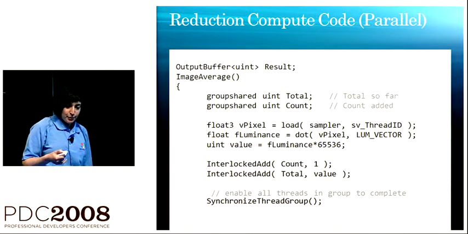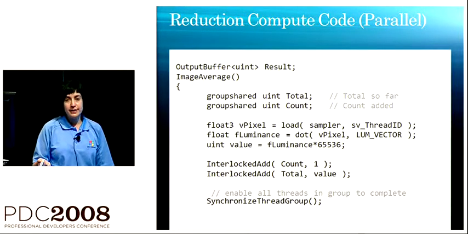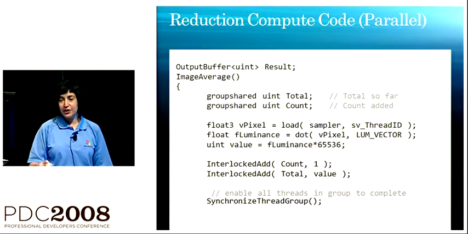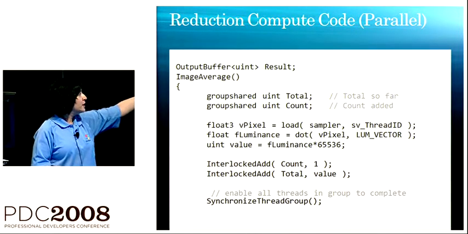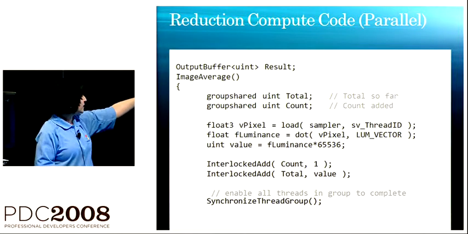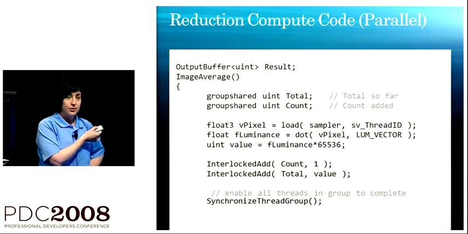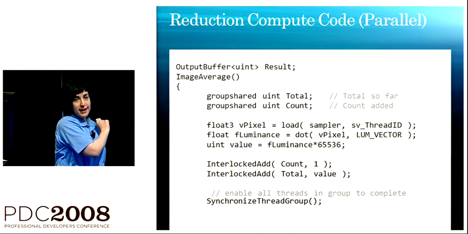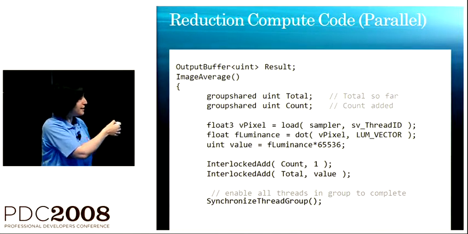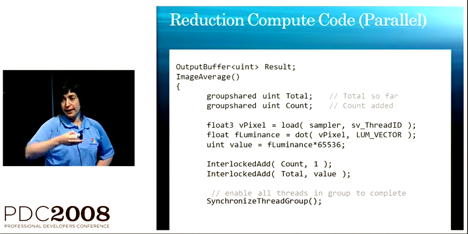So here's the first example of this reduction compute code. We're going to have a group shared int, which is the total we have so far. Another group shared int, which is the count, how many pixels we have. Then, using different threads, we load that up, calculate the luminance, and cast it to a uint. Then we do this interlocked add, so here we're doing memory protection. We increment the count by 1, because we've processed another thread. We do the interlocked add to the total, saying, here's the most recent luminance I got. Let's add that to the total.